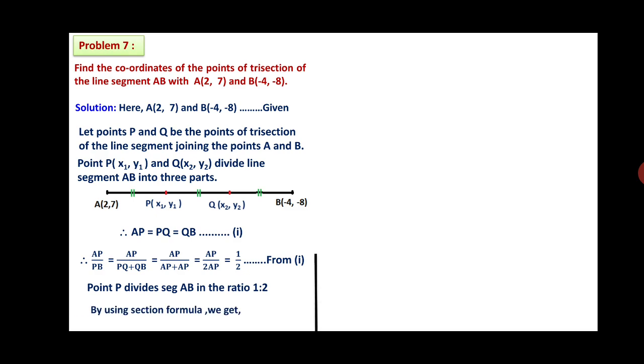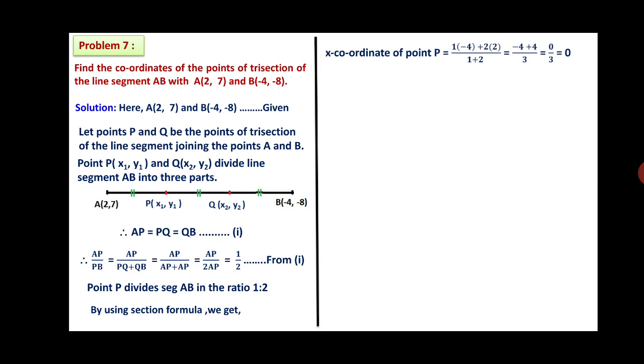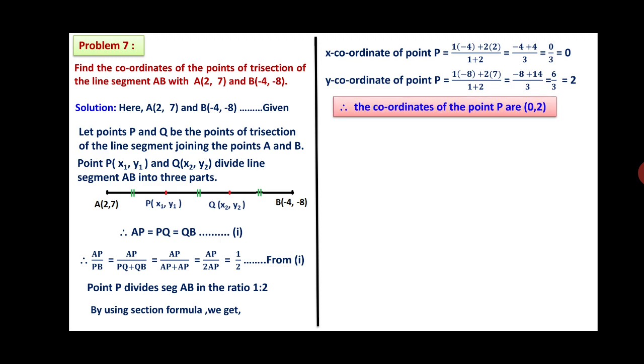Therefore by using section formula we are getting that x coordinate of point P is equal to (1 into -4 plus 2 into 2) upon (1 plus 2). Therefore (-4 plus 4) upon 3, that is 0 upon 3, is equal to 0. X coordinate of point P is 0. Now y coordinate of point P is equal to (1 into -8 plus 2 into 7) upon (1 plus 2), that is (-8 plus 14) upon 3, which will be 6 upon 3, that is 2. So the coordinates of the point P are 0 and 2.